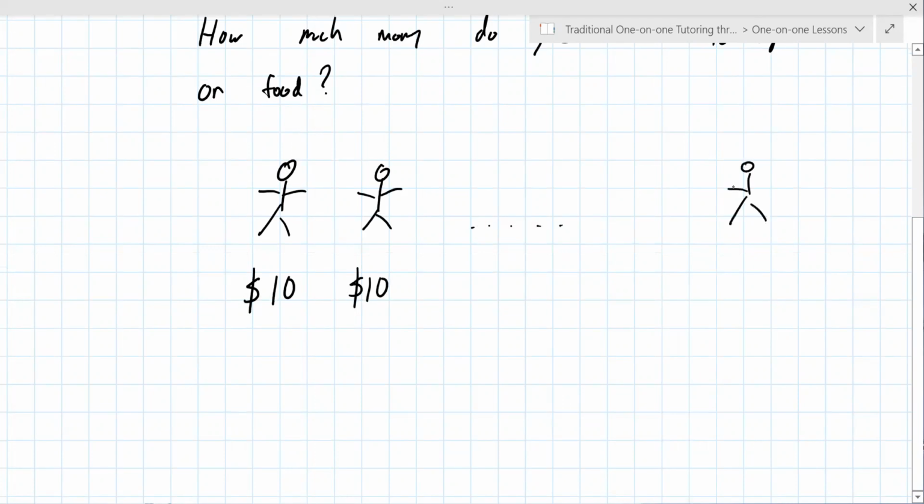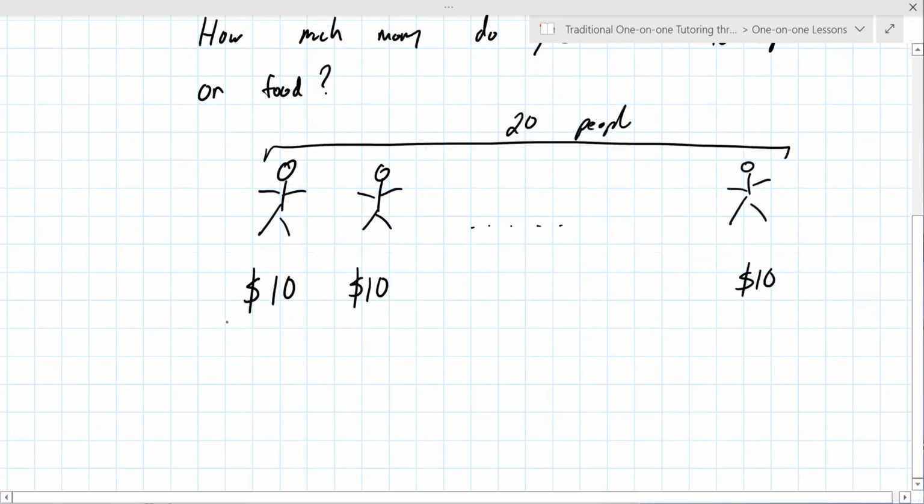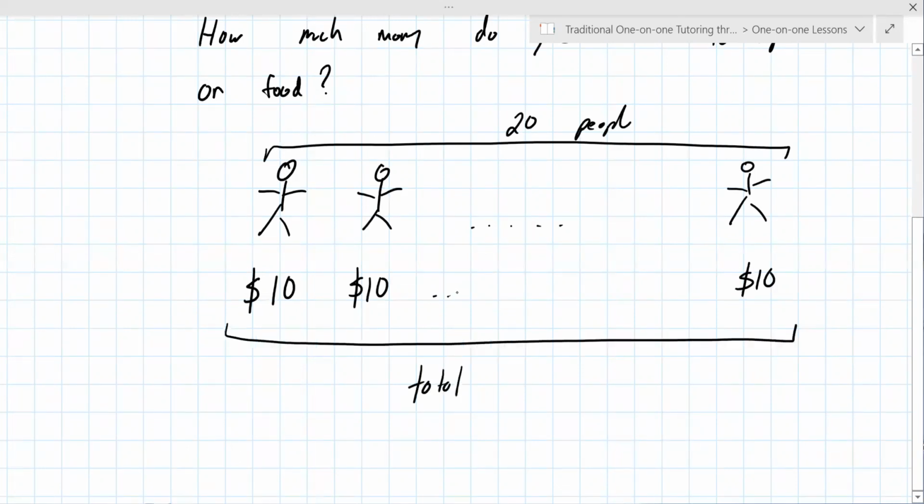And so there's going to be 20 people that come through the door. How much money are you going to have total? Everyone's going to give you $10, but there's 20 people that come through the door. How much money will you have if everyone gives you $10? Try to tell me, in your own words, what I'm asking you to determine.